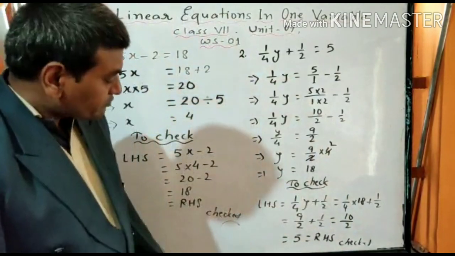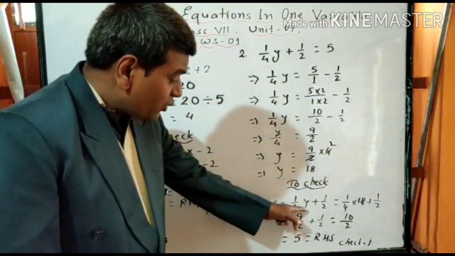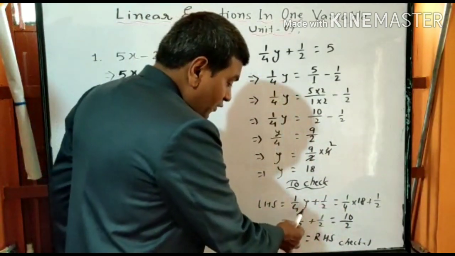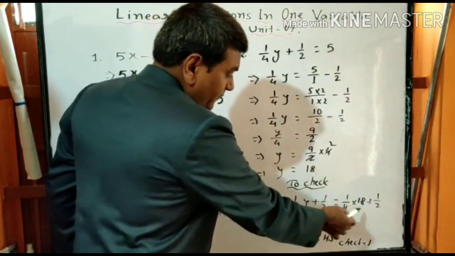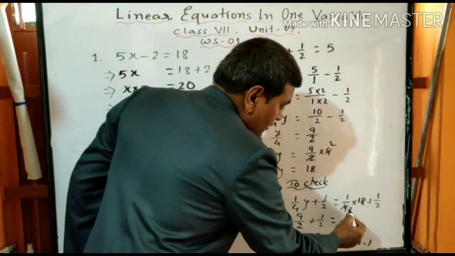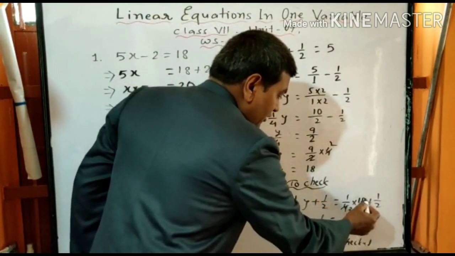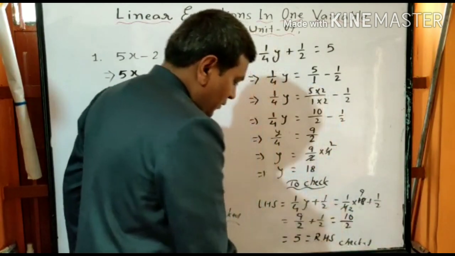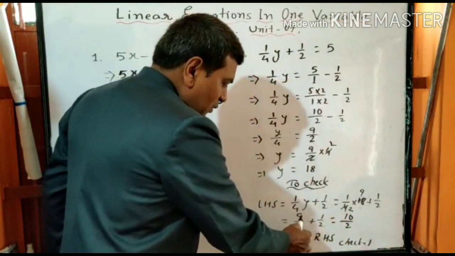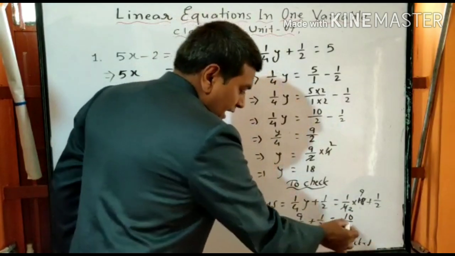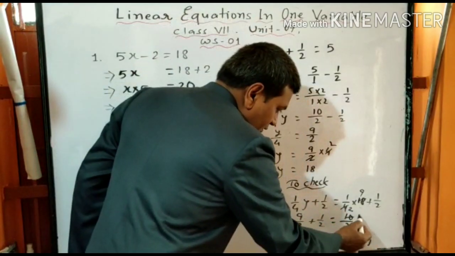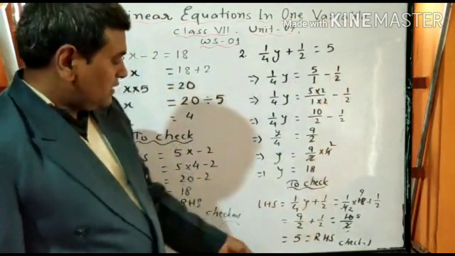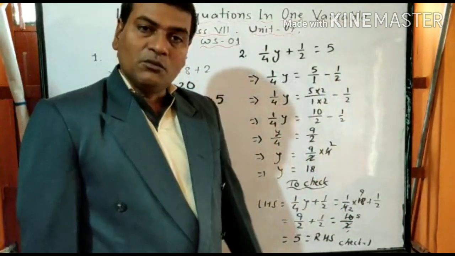Let's check it. 1 by 4y plus 1 by 2 equals 1 by 4 into y, which is 18. Now 2 ones are 2, 2 twos are 4 and 2 nines are 18. It is 9 by 2 and it is 1 by 2. 9 by 2 plus 1 by 2. 9 plus 1 is 10 by 2, and 2 ones are 2, 2 fives are 10. It is 5. Right hand side. Left hand side and right hand side both are equal.